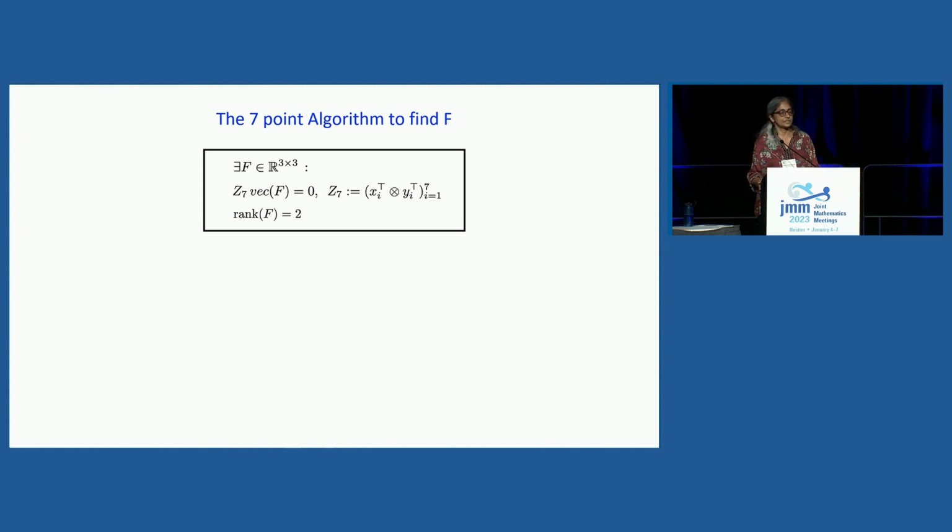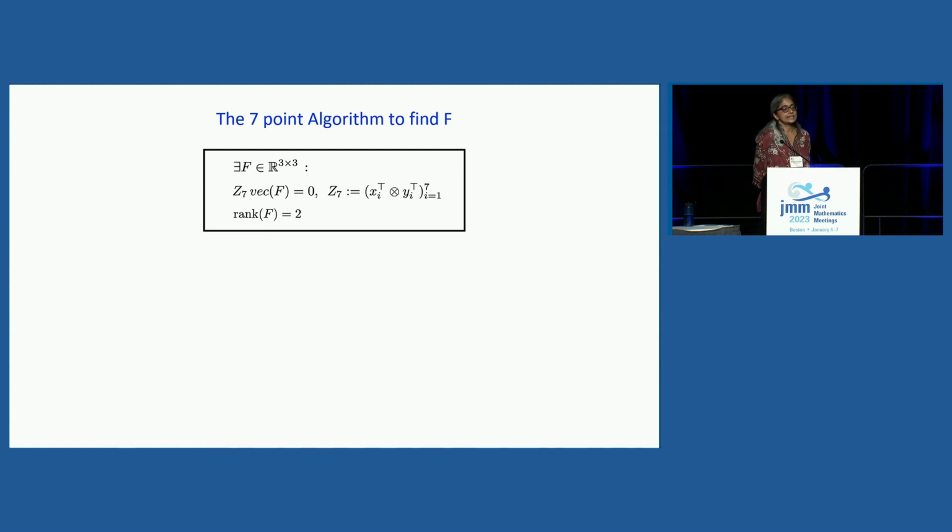But this version that I'm telling you is the most basic minimal problem that exists in the literature. OK, so the way you reconstruct F in practice, which is an algorithm that exists everywhere, it runs on your phones, for example, or at least a version of this runs on your phones. It's called the 7-point algorithm to find F.